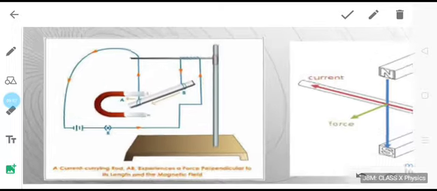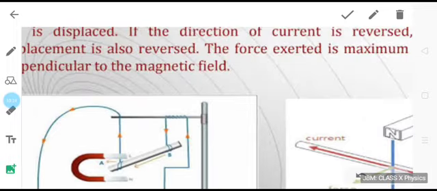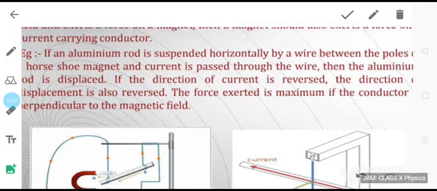So using the experimental setup, I will show you this setup in a bit more detail, but for the time being just have a look at the experimental setup that was used by Sir A.M. Ampere while conducting this experiment, and how he was able to draw the conclusion about what usually happens when these two magnetic fields are interacting. So using this setup, he was able to draw some very important conclusions. So what did he observe?